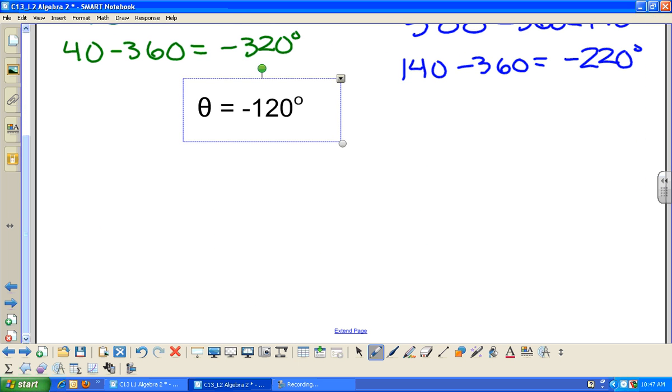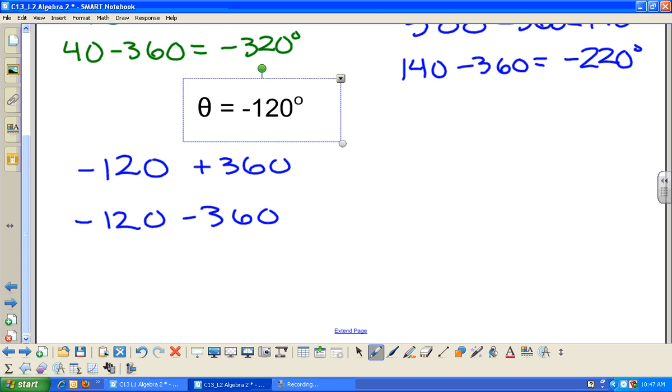Negative 120. I'm going to take negative 120 plus 360 and negative 120 minus 360. So I can get both of my positive and negative coterminal angles. I have negative 480 degrees and also positive 240 degrees. Those are coterminal angles.